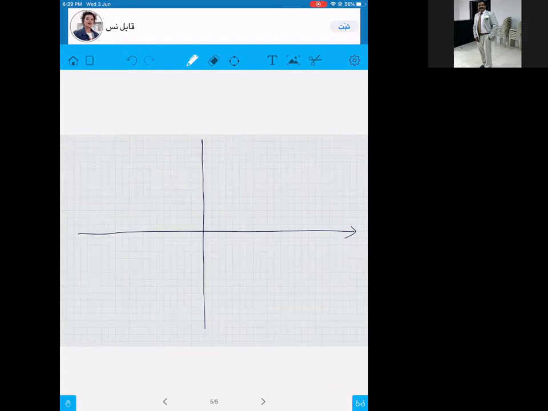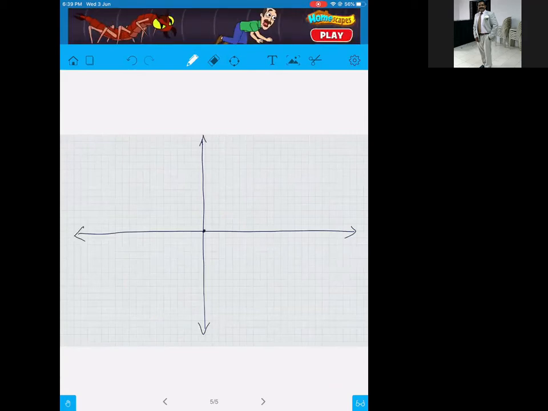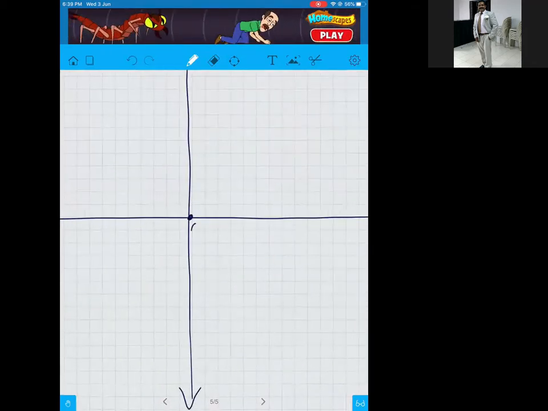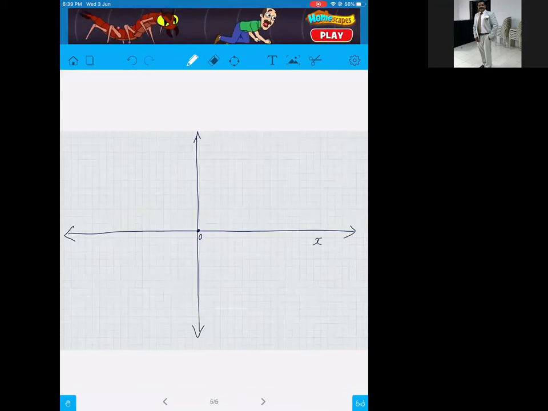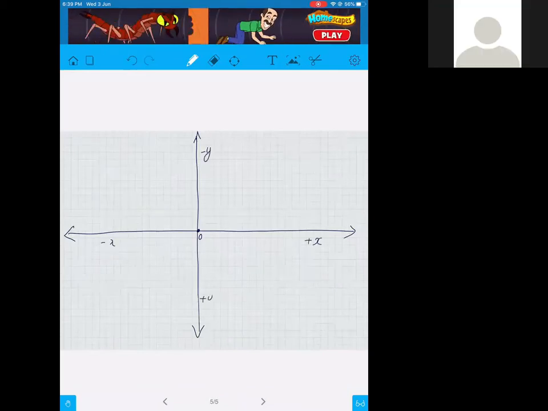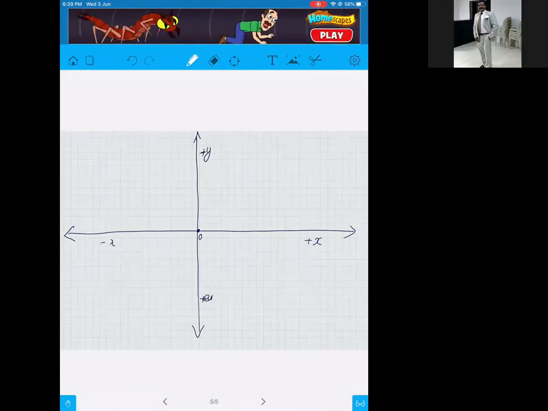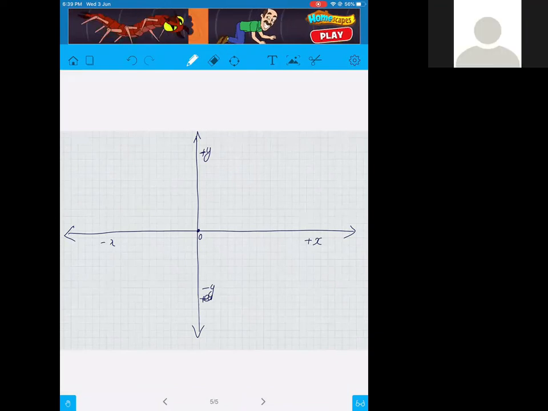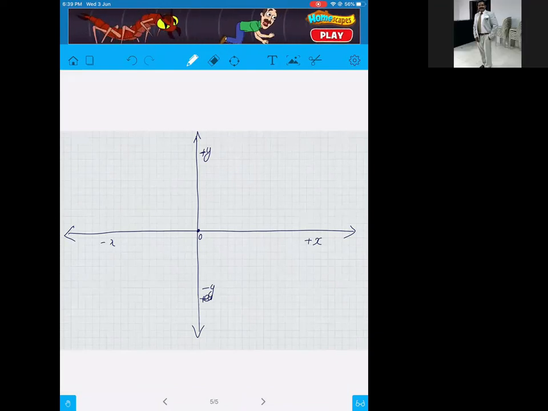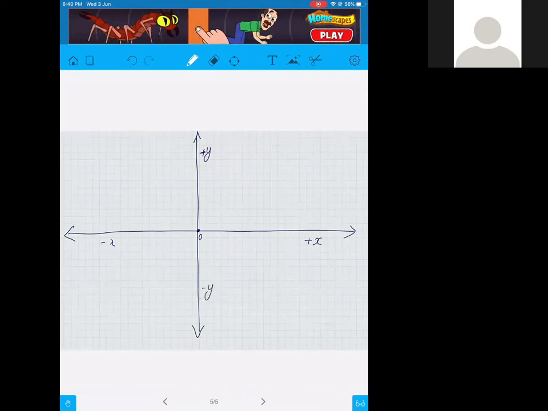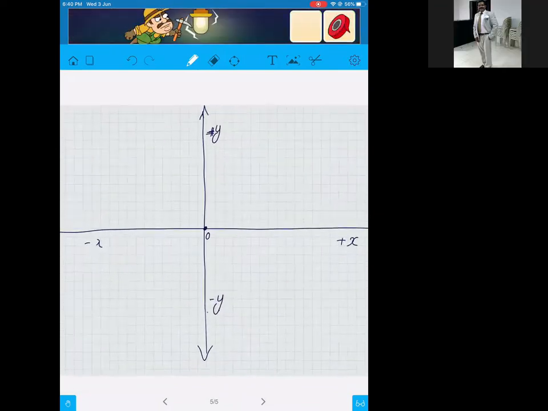Now, we have to draw a graph for this. For that, we are taking a graph paper and arbitrarily selecting the grids. So this is 0. This is our x-axis, and this is the y-axis, with negative y below and positive y on top. Correct? Yes, sir.